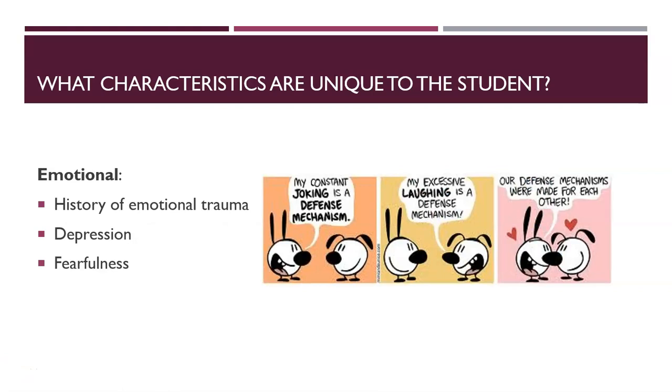So for emotional characteristics, the student may have a history of emotional trauma. Trauma is when a student has been in a deeply distressing or disturbing experience. And this experience is not processed and causes the student to have an ongoing threat response from events and in situations that would otherwise be a usual and non-threatening situation. So essentially, we're looking at defense mechanisms here. Depression and fearfulness are also emotional characteristics that could impact the motivating operation.